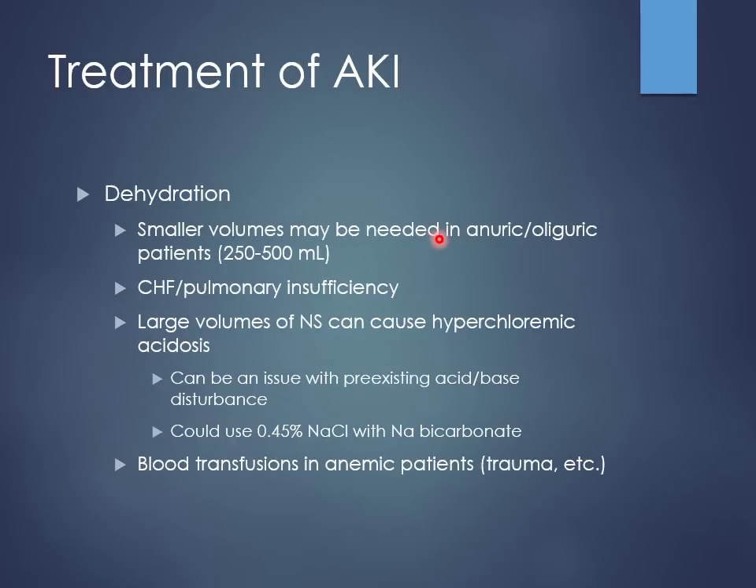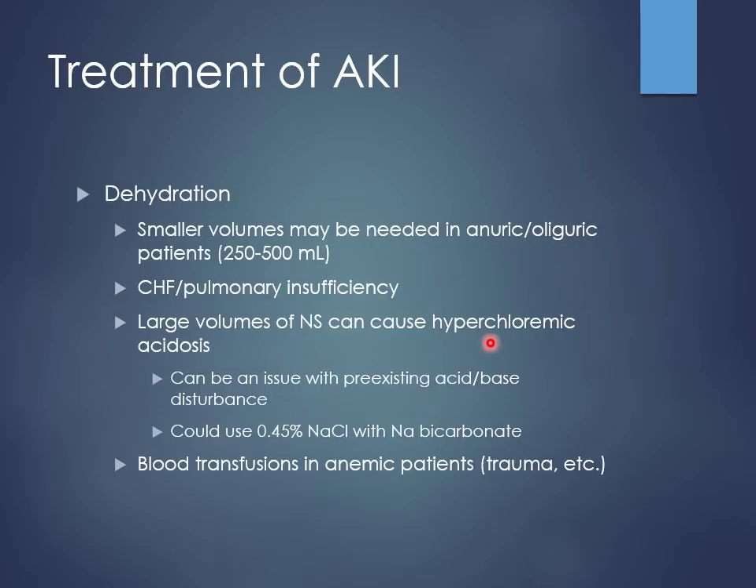Okay, so I mentioned you may need smaller volumes in anuric or oliguric patients. It's like 250, 500 mLs would be totally fine for them. You can always give more. And then in some cases, like trauma patients, or patients who've had really severe fluid depletion, like burns or massive bleeding, giving too much NS can actually cause a hyperchloremic acidosis. So again, normal serum chloride is around what?